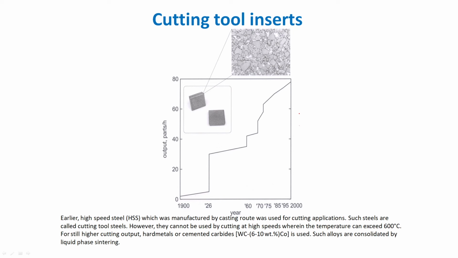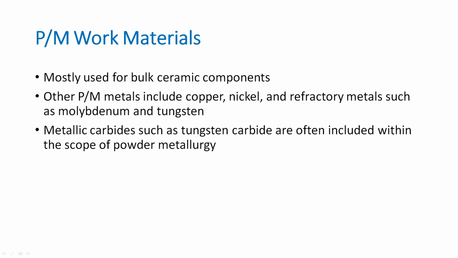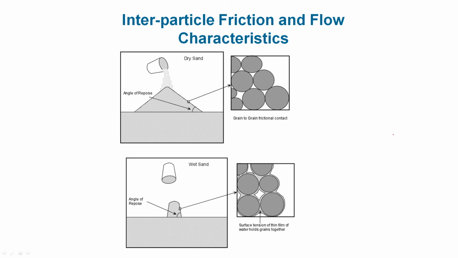Cutting tool inserts are the most important example I showed you; many of the cutting tool inserts are basically tungsten carbide based materials. Tungsten carbide cobalt is what is used, one can use stellite also. So, they are all powder metallurgically produced materials, and they are very important for the economy or for the cutting. And tungsten carbide is basically the one which is important. Other than tungsten carbide, copper, nickel, refractory metals, molybdenum, tungsten, they are also powder metallurgically processed.